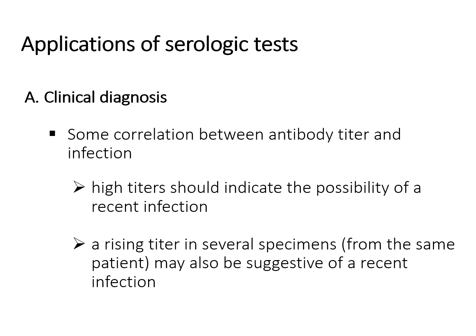Okay. And then a rising titer in several specimens: if you collect a few specimens from the same patient and look at the trend of the antibody titers, if it is rising, for example IgM is increasing over time, this may indicate a recent infection. So if you can collect a few specimens, it will be really helpful in determining the infection state.